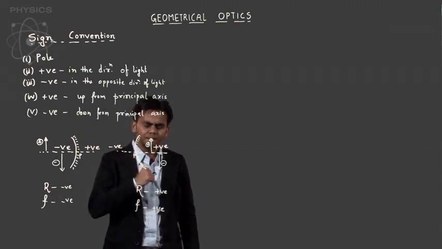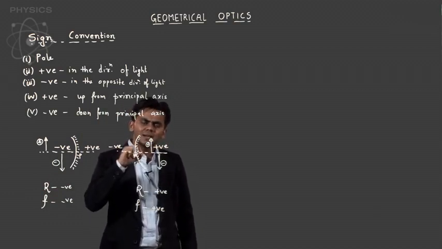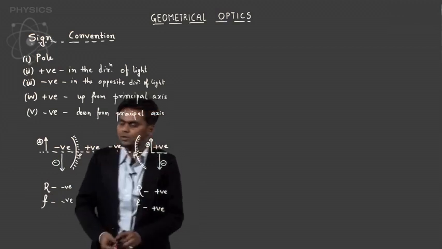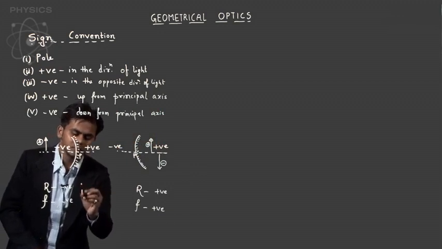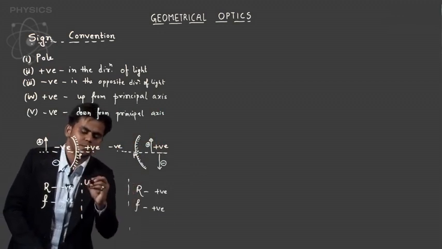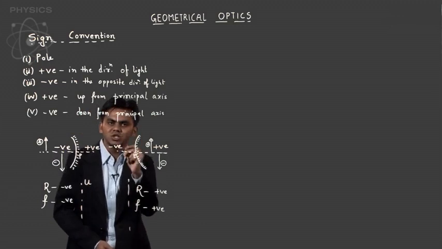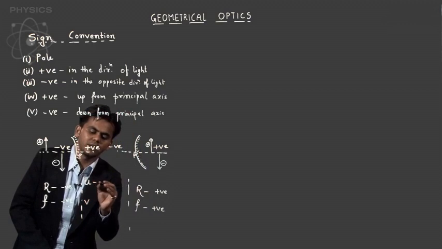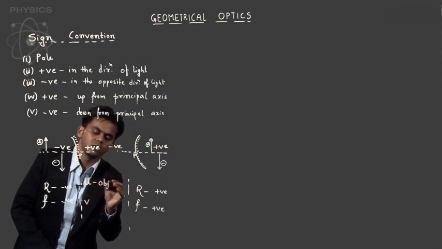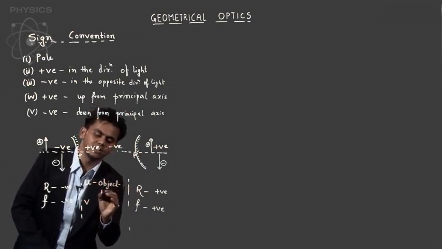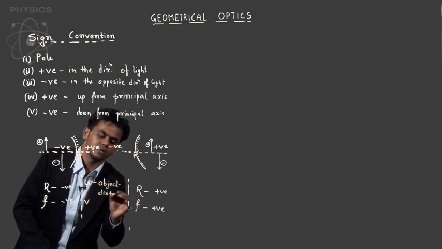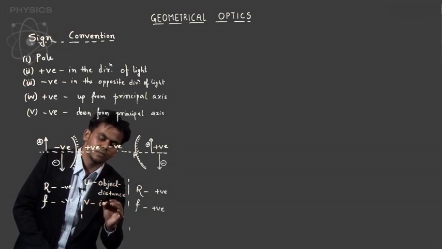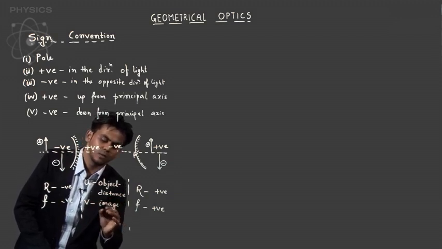There's something called U and V. Object distance, or the distance of the object away from the pole, is denoted as U, and the distance of the image away from the pole is denoted as V. So you can write here, this is your object distance, and this is your image distance.